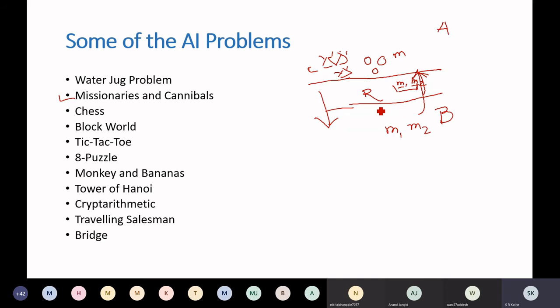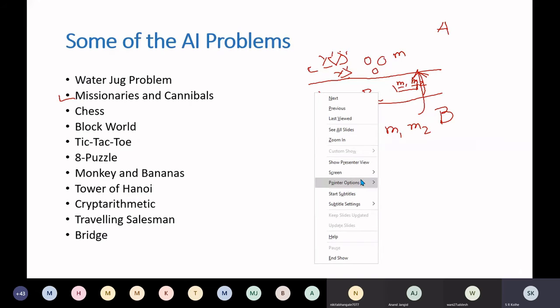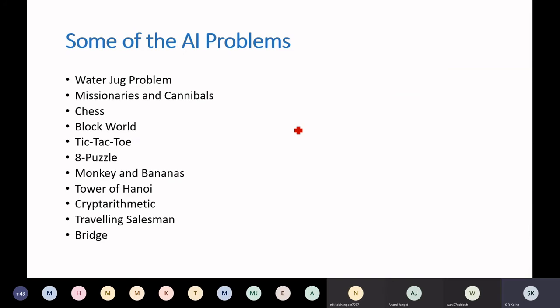You will have to carry all missionaries and cannibals to the other side without the missionaries being eaten by the cannibals. Cannibals means man-eaters, so without missionaries being eaten by the cannibals, that is the requirement. This is the missionaries and cannibals problem. So what we have to do is find out the state space representation for this problem. If you have to write a program, then that state space representation will be useful.